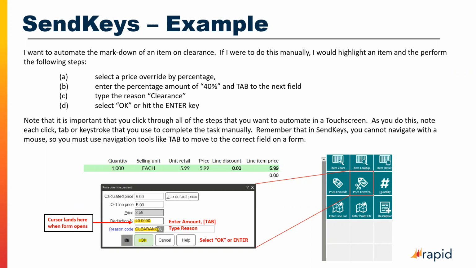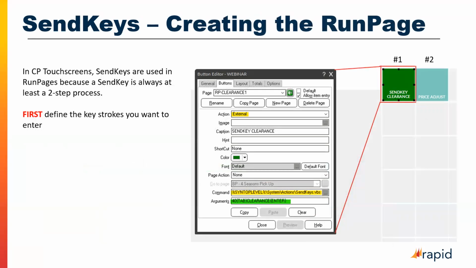All right, so I did my homework. I know all the steps necessary to do my send key. And so what I'm going to do is, the 4 clicks to do this price override, enter the percentage, enter the clearance reason code, and hit OK, I'm going to just turn into a single button push. So how do I set that up? The first thing I do is create a run page. So send key is always the keystrokes that are going to be entered into a form. Well, there's the instruction to enter the keystrokes, and then there's the form that you're going to enter it into. So there's always at least 2 steps when there's a send key. And the send key, therefore, is always done on a run page because you have to do the 2 buttons in sequence.